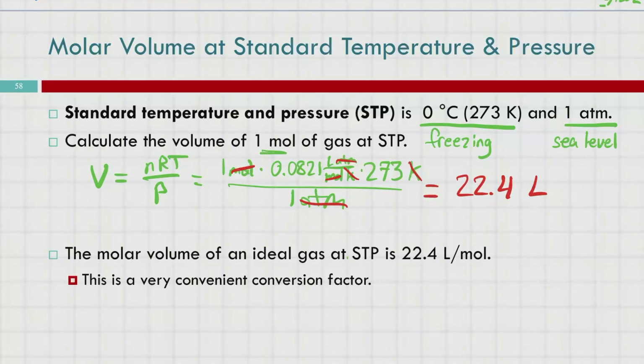Some of you may want to memorize that the molar volume of a gas is 22.4 liters per mole at STP. If you remember the conditions of STP, freezing cold at sea level, 1 atmosphere of pressure and 0 degrees Celsius, you can also come up with this 22.4 conversion factor.